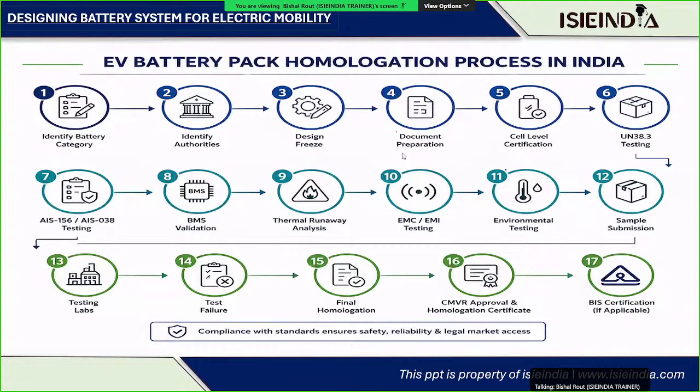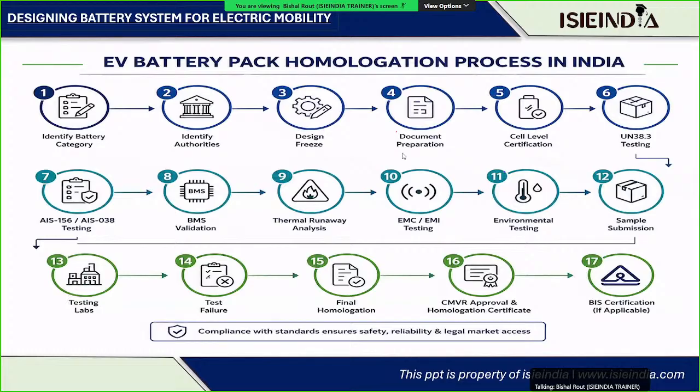For example, the Ola scooter EV battery: you have to go for AIS 156, which is applicable for the Ola scooter. For the Tata Nexon EV battery, you cannot go for AIS 156; AIS 038 is applicable, right? So this step is important, which is nothing but identifying the battery category, because based on your battery category, your test procedure differs, right?